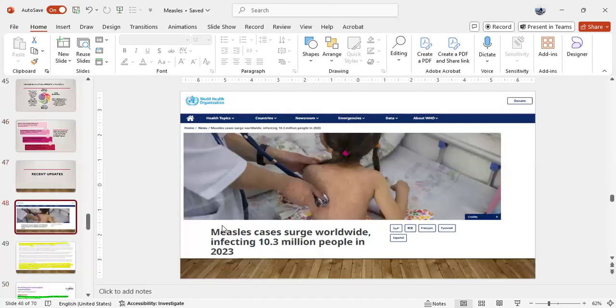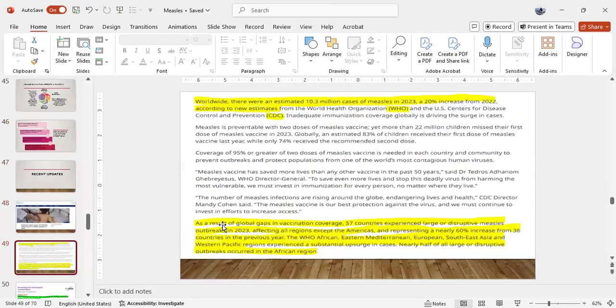Measles cases upsurged worldwide, infecting 10.3 million people in 2023. Worldwide, there were an estimated 10.3 million cases of measles in 2023, a 20% increase from 2022, according to the new estimates by WHO and CDC.